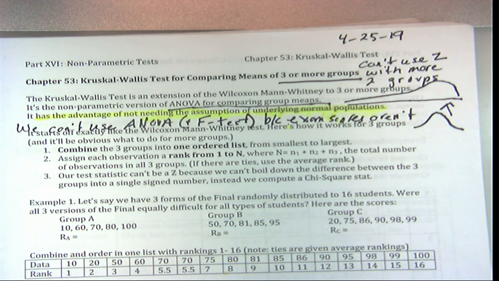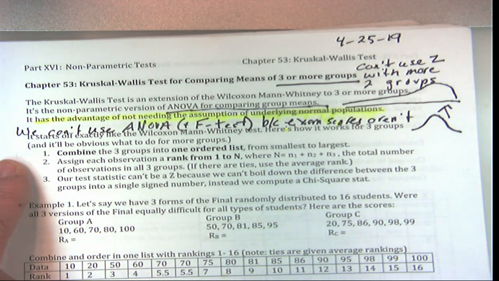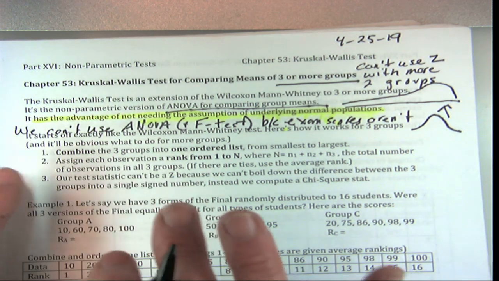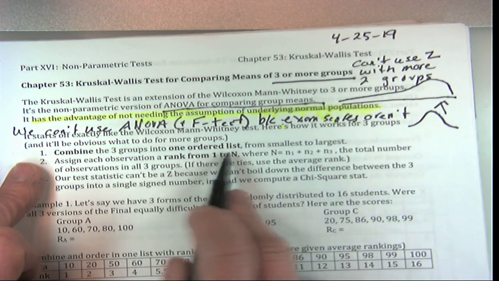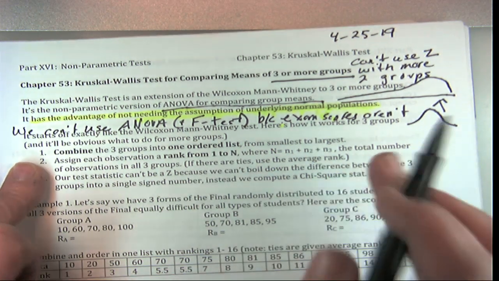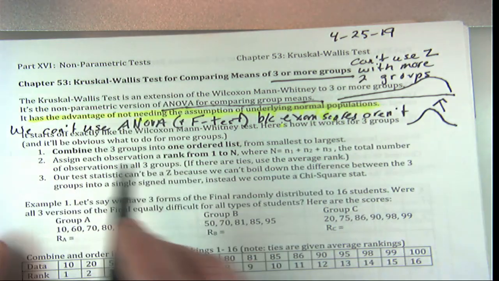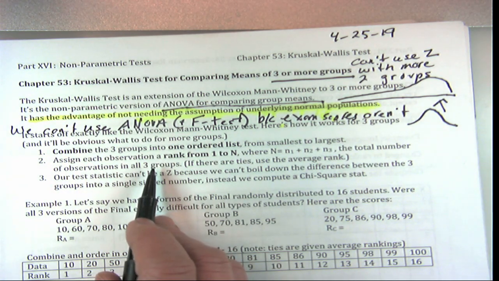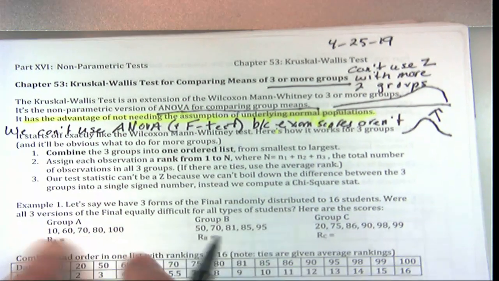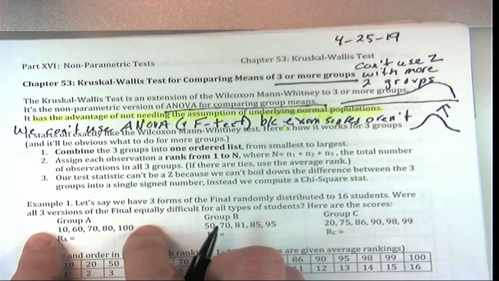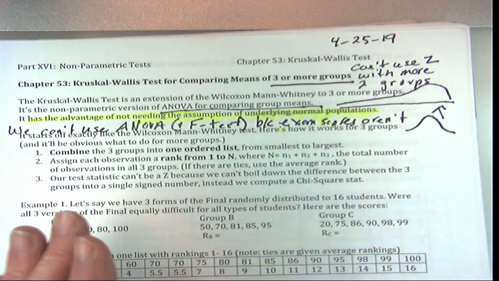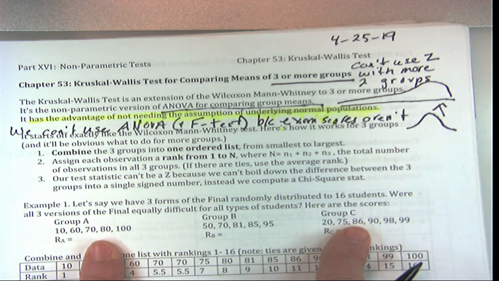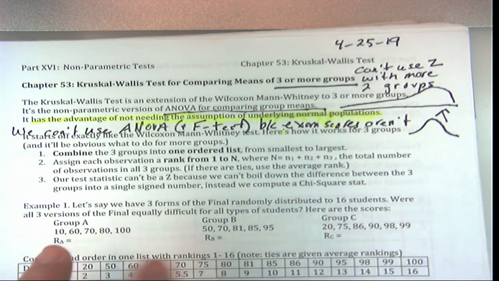Okay, so what do we do? We're going to start off exactly the same way. This is easy for you guys because last time we spent a lot of time talking about this, but it's just a slight tweak on what we did last time. So we're going to combine all the three groups into one ordered list from smallest to largest. Okay? And then we're going to assign each one a rank, an integer between, there's 16 of them. There's 5 scores in group A, 5 in group B, and 6 in group C. And these are pretty much the actual exam scores when we did this once for a final, for their 3 versions.